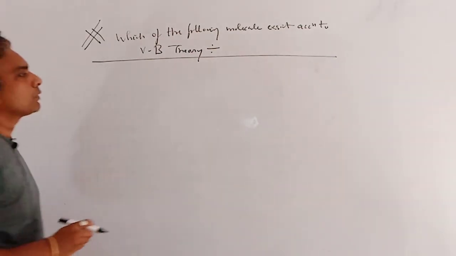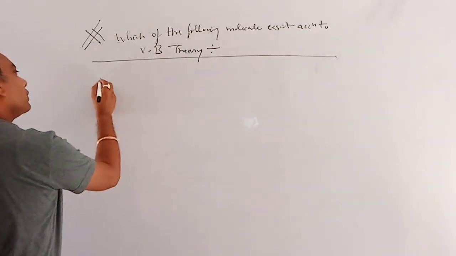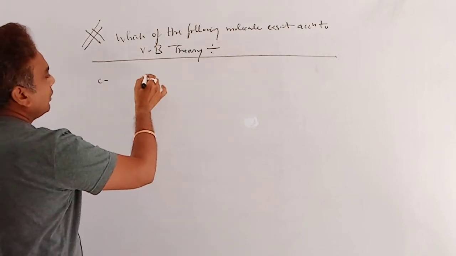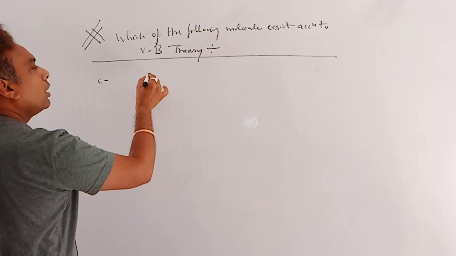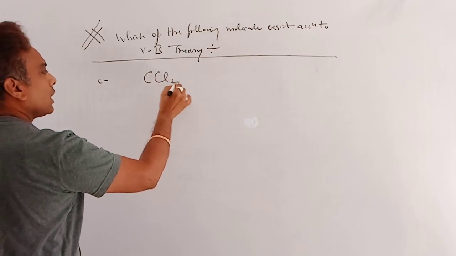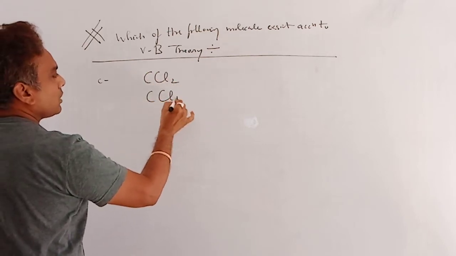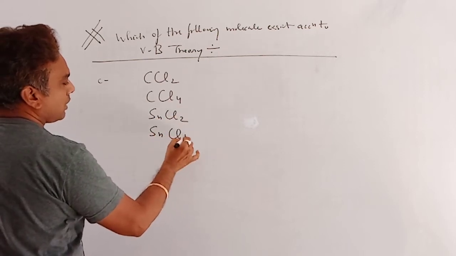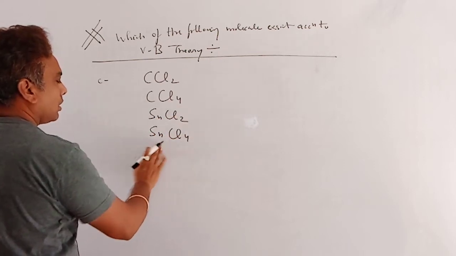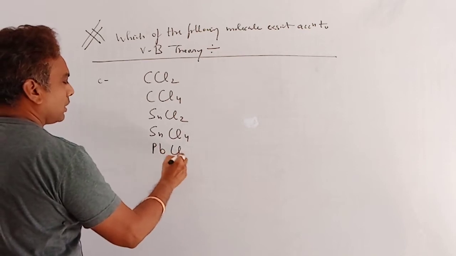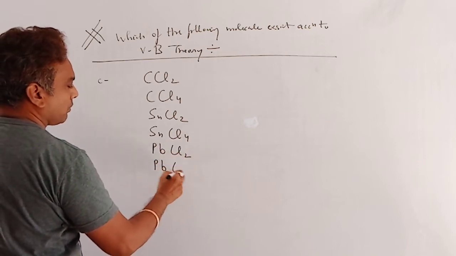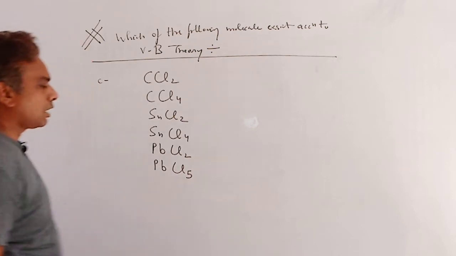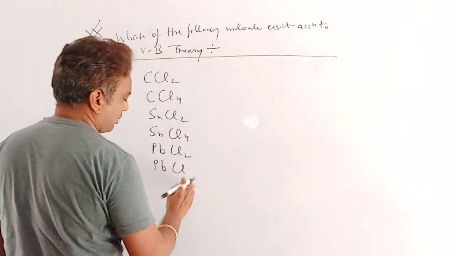Next, same question, options are changed. Which of the following molecules exist? Options are CCl2, CCl4, SnCl2, SnCl4, PbCl2, PbCl4. Here are the 6 compounds.